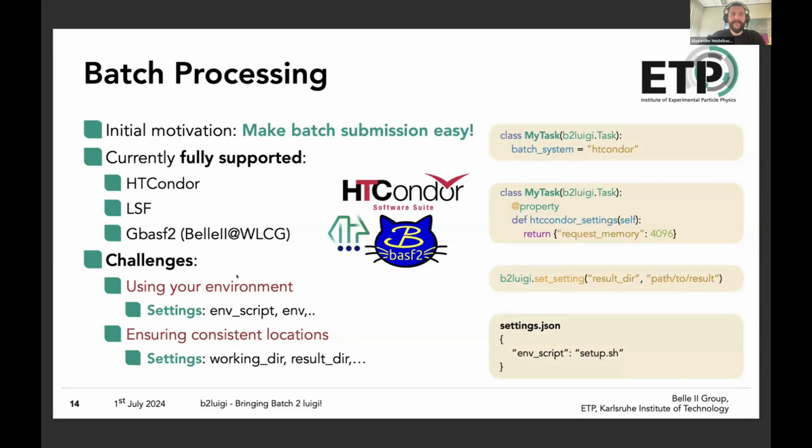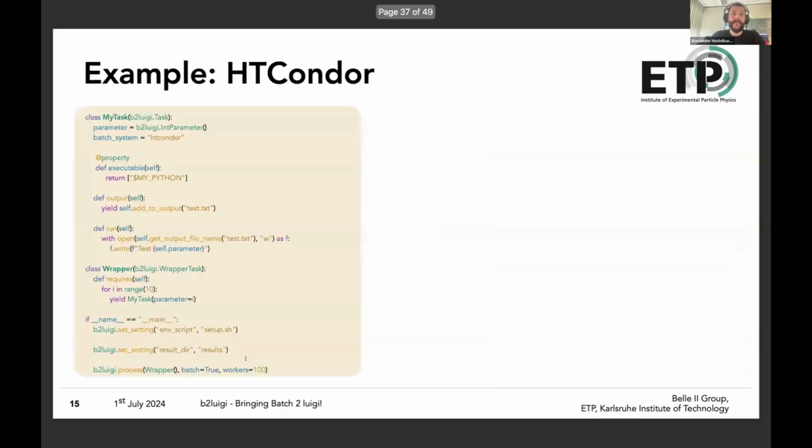A few challenges that come with batch processing and that are solved with b2luigi: first is the environment. Of course, you cannot always assume that you have the same environment on the batch side as you have locally. So you can provide an environment. The easiest way is just by providing an environment script which is executed for every task on the batch side. And also, what you cannot ensure is that you have the same locations locally and on the batch system. For this, we provide a few directory paths that you can set for your task to make sure that the output is stored and copied back locally correctly.